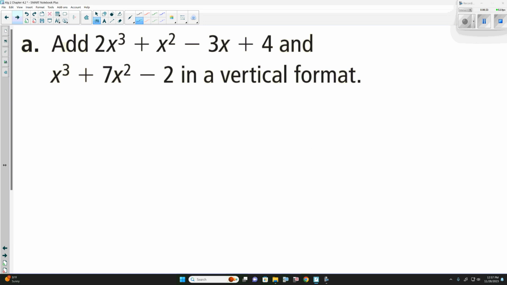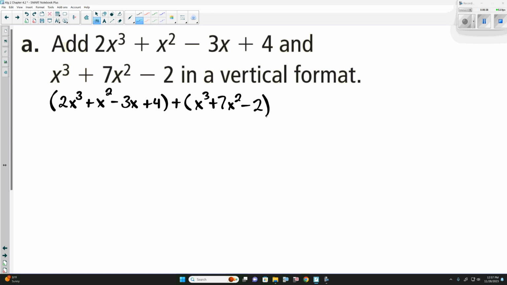So let's do one more of these here. We'll do it horizontally. 2x cubed plus x squared minus 3x plus 4. Here, we can add these two together. Now, we can drop the parentheses with both because, well, with addition, the signs are not changing.